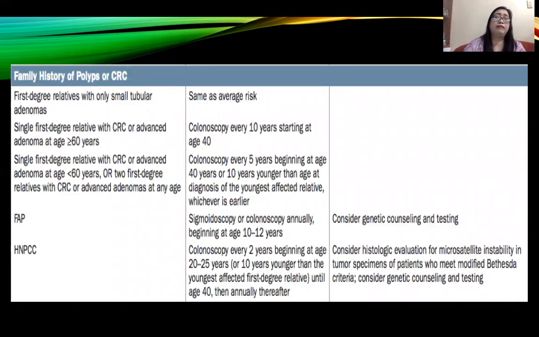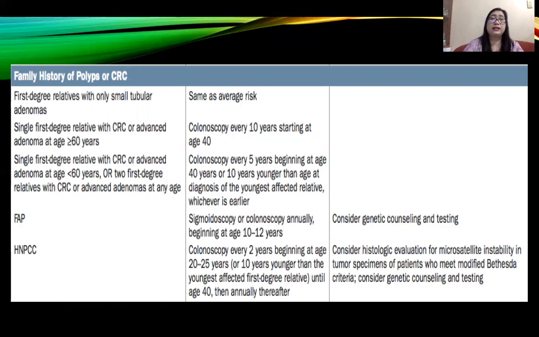Okay, so if you have a family history of polyps or colorectal cancer, for example, if you have a first-degree relative with only small tubular adenomas, the risk is the same as the average risk, while for a single first-degree relative with colorectal cancer or advanced adenoma at the age of 60 and above, colonoscopy can be done as a screening procedure every 10 years starting at the age of 40.